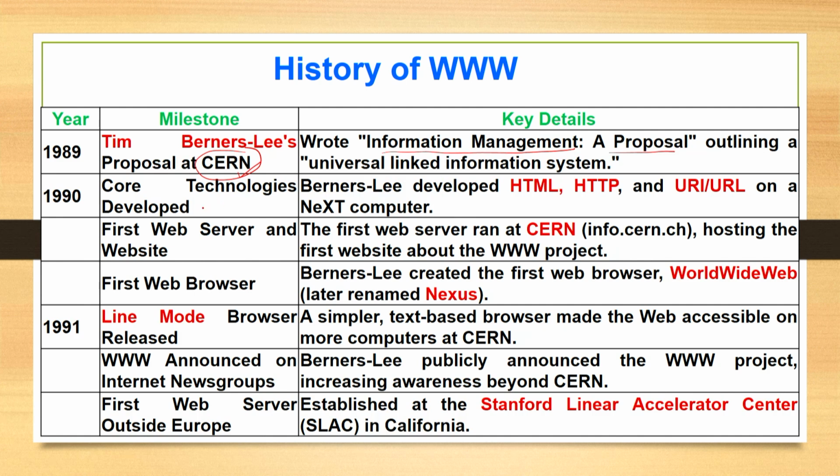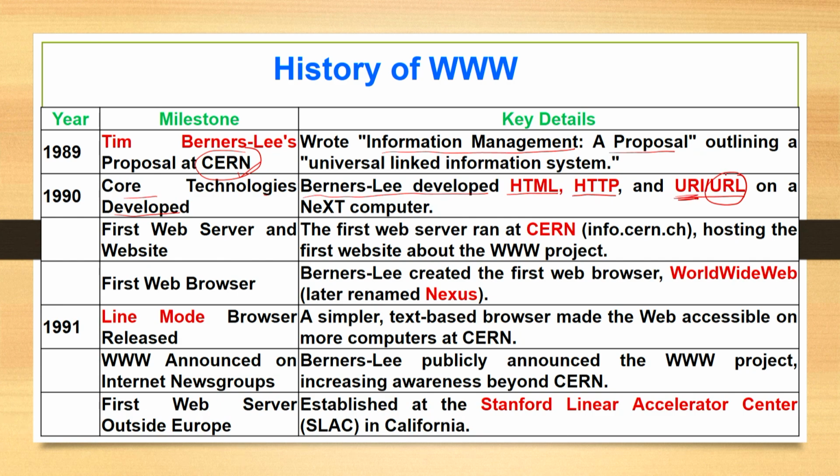In 1990, core technologies were developed, and Berners-Lee developed hypertext markup language, HTML, HTTP, that's a protocol we have gone through in the last lecture, and URI and URL on a NeXT computer. So URL we have already seen, it's a uniform resource locator. URI means the uniform resource identifier that is used to identify resources on the internet.